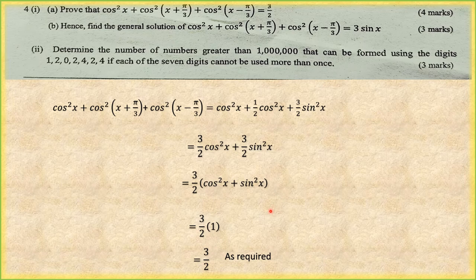Now moving on to the B part of the problem, they have to find the general solution of the trigonometric equation, where what we have proven to be 3 by 2 equals 3 sine of x, 3 marks. So let's do that.